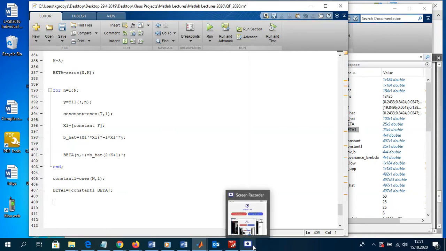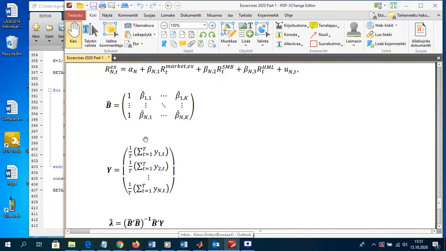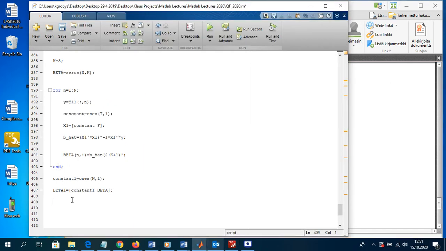So next, what we also need for our cross-sectional regression is the vector of expected excess returns. For each single asset, we have to compute the sample average, which is the expected return, and stack them into an n by 1 vector, denoted here as capital Y. So that's what we want to do now.